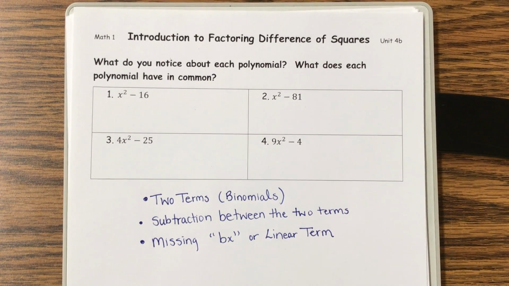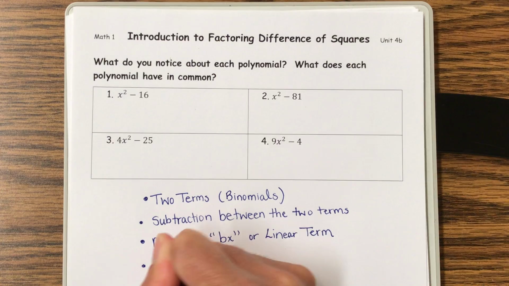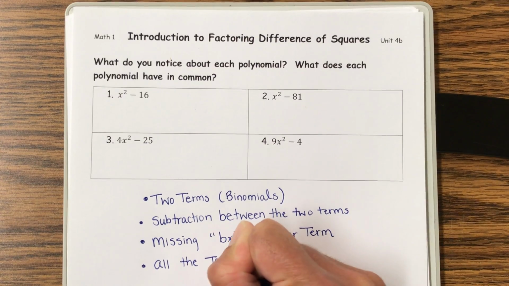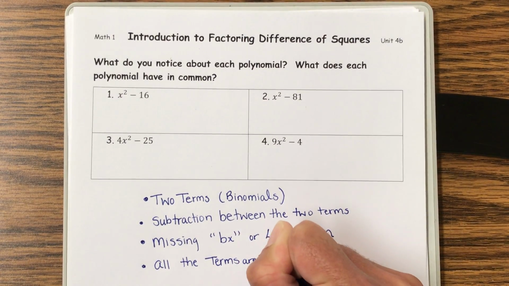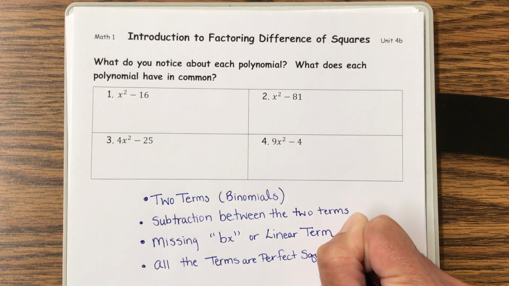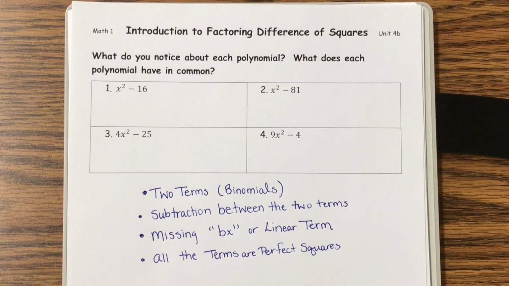But the last thing, the biggest thing that you should have noticed was every single term that you have here, they are all perfect squares. So what is a perfect square? Well, it is a number times itself. So in math, we have a lot of perfect squares, and perfect squares should be something that you notice, that should stand out.